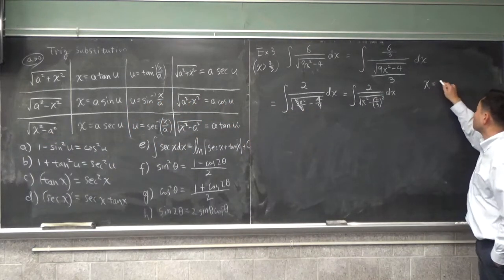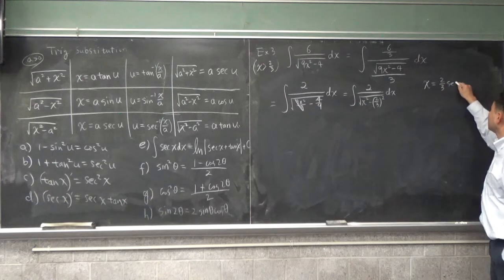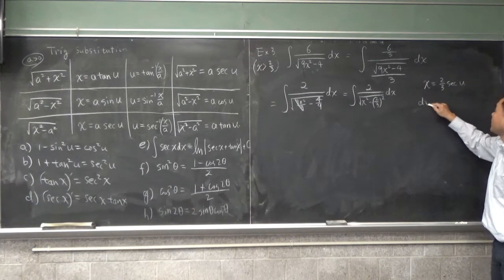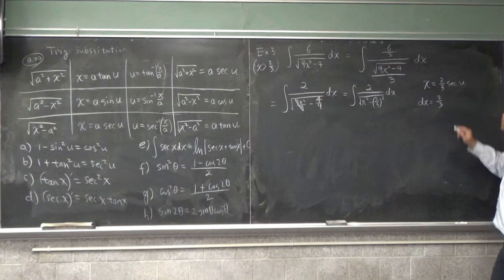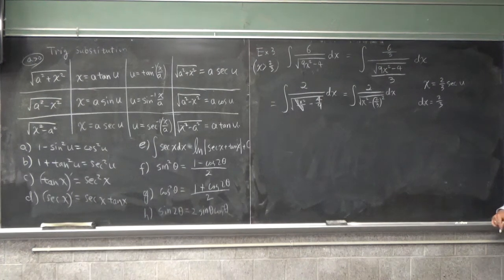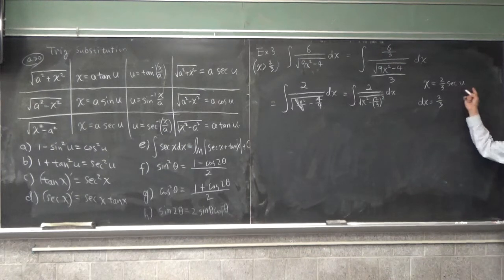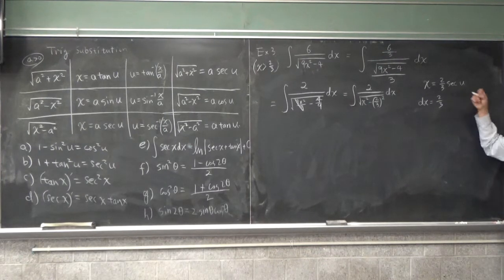Okay, so this, because it corresponds to this case, it suggests that our change of variable must be x equals 2/3 secant of u, where dx is 2/3 of what? We're differentiating both sides, right? So what do you get? Right, secant of u, tangent of u, times du.